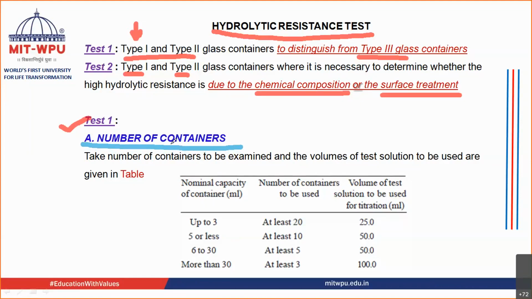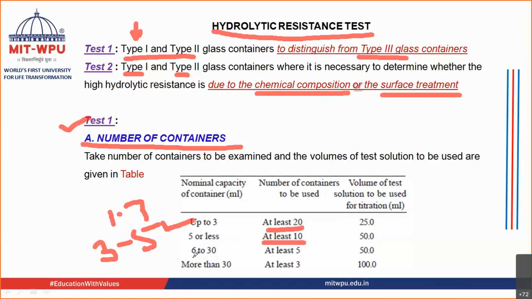IP has given you the table. It talks about if the volume of the container is up to 3 ml, that is from 1 to 3 ml, then the number of containers that you are going to take for this test is 20. If the volume of the container is 5 or less, that is 3 to 5 ml, then you are going to take 10 containers.